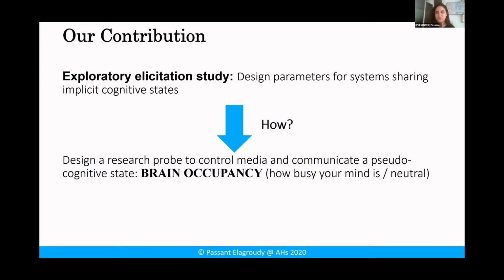It's basically how busy your mind is. It has a neutral connotation. It's not positive or negative. It's just whether you're thinking about things or not.